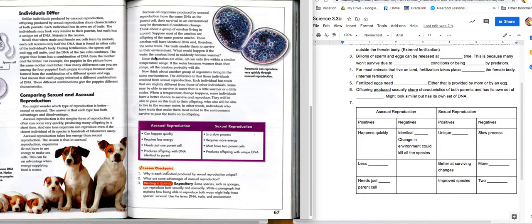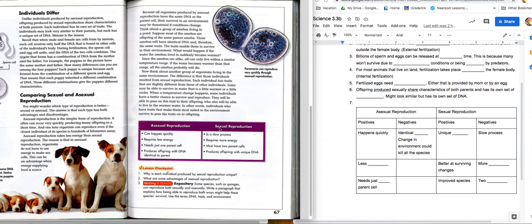What would happen if the water the amoebas live in suddenly became warmer? Since the amoebas are all alike, all can only live within a similar temperature range. If the water becomes warmer than that range, all the amoebas would die. So I wrote that as a negative, guys. Because you have identical DNA, a change that would kill one is literally going to kill them all because they're all identical. Now, that's not true in the animal kingdom that reproduces sexually.